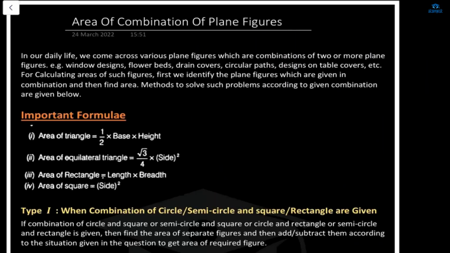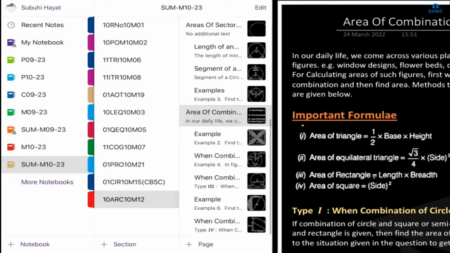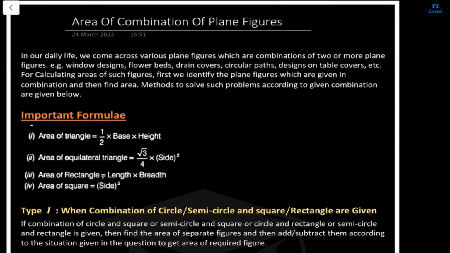Okay, till now we have covered two topics in your circle. We have seen area of the circle, area of the semicircle, area of the quadrant. Then we have seen area of the sector and area of the segment. Now today we are going to cover the area of the combination of plane figures.